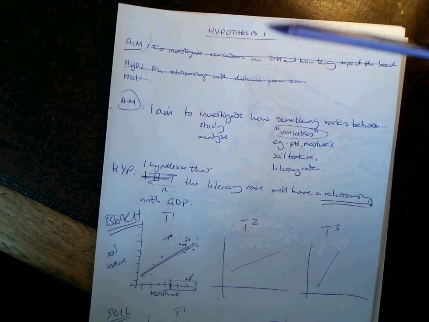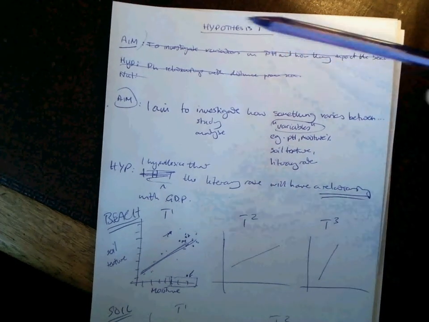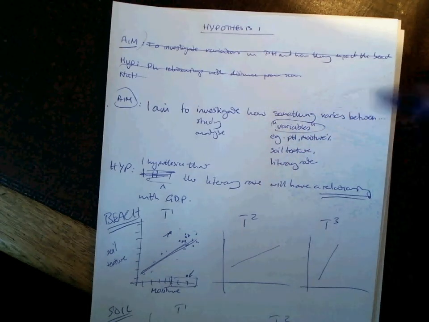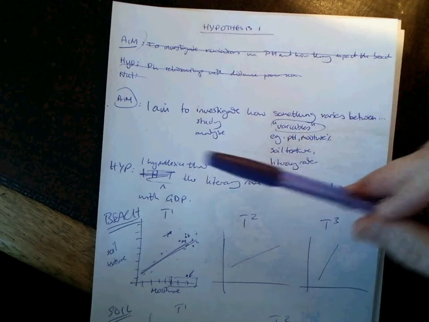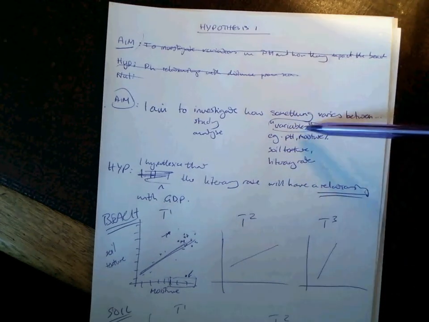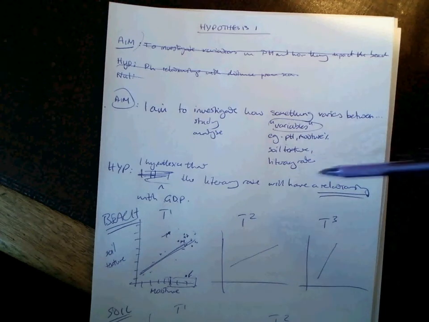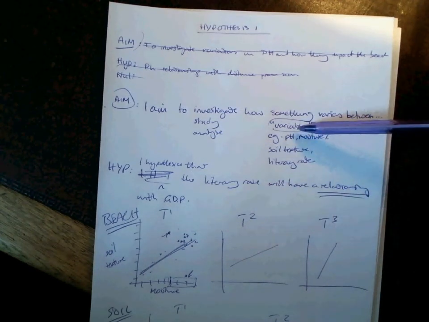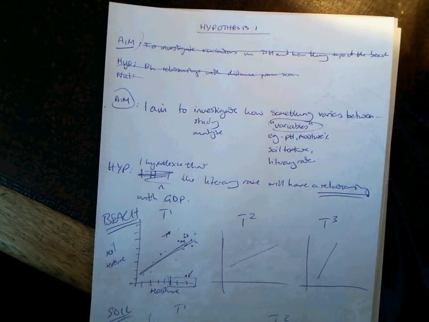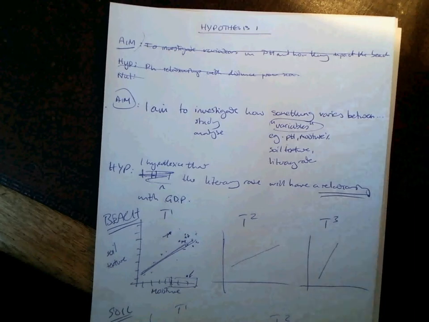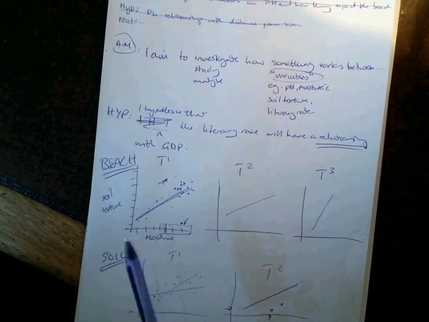Hypothesis 1 is the title. You need to have an aim, which is to investigate how something, one of your variables, varies between the areas you've studied. After that, you write hypothesis. I hypothesized that the variable you've chosen will have a relationship with another variable. What you're basically saying is that the variable you have chosen as your aim varies because it has a relationship with something else. You then need to do scatter graphs.